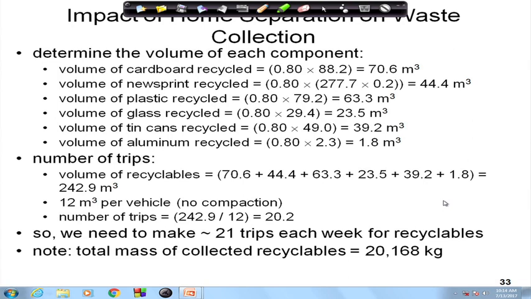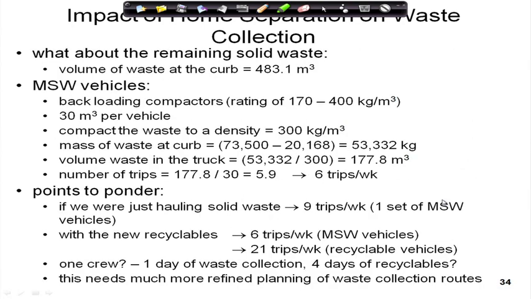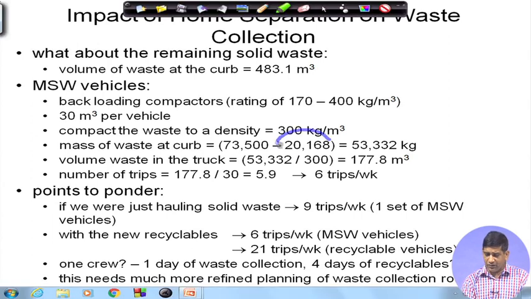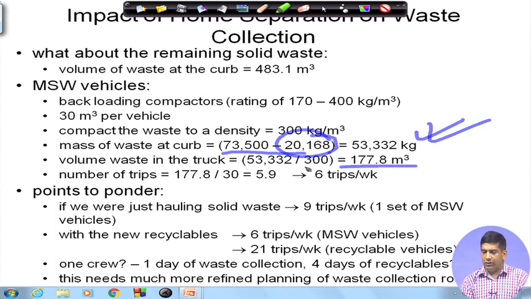This is for the 21 trips required if all the recyclables are collected separately, together. Now for the remaining solid waste, the volume of waste is 483.1 minus the recyclable part, and that's the volume you get for separate MSW. Now if you use the compactor, which is 30 meter cube per vehicle, and let's say the waste is compacted to a density of 300 kg per meter cube, the mass of waste, if you remember, was 73,500 in total, and 20,168 was the recyclable. If we subtract that, this is the non-recyclable MSW that needs to be collected as well. We know the volume based on the kg, with 300 kg per meter cube as the compaction. So this is the volume that will be needed.